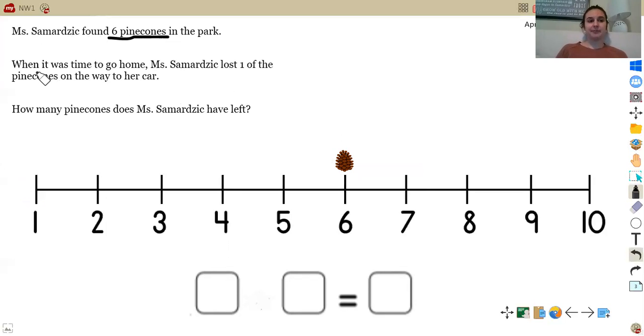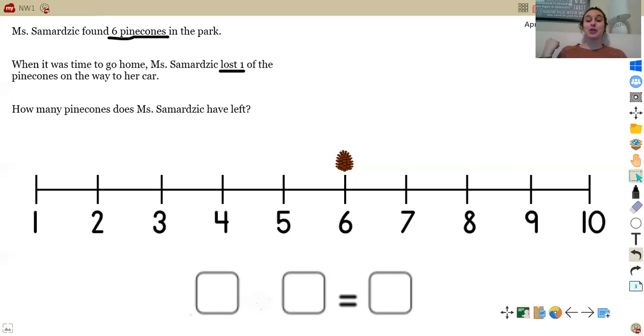Let's continue reading. When it was time to go home, Miss Samajich lost one of the pine cones on the way to her car. So if I lost a pine cone, am I adding or am I subtracting? If you lost a pine cone, are you adding or are you subtracting? If you said subtracting, you're right, because you lost it. You weren't adding a pine cone, you were taking a pine cone away because it got lost.